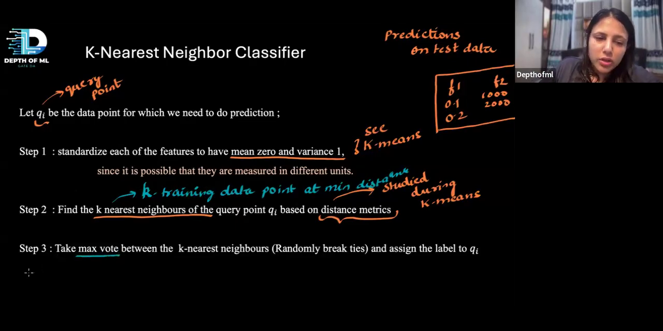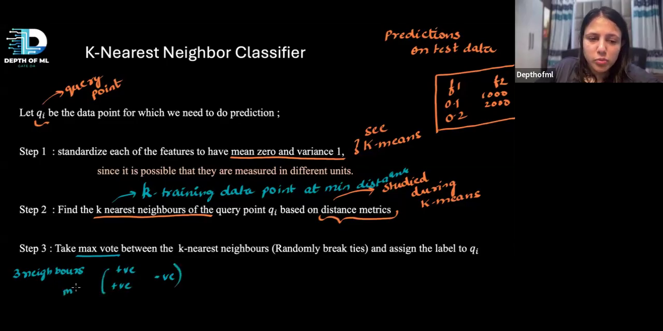What is a max vote? Suppose that you choose 3 neighbors. One is saying class positive, another is saying positive, and the third neighbor is saying negative. So you will do a max vote of this. The max vote is basically positive, since the majority is saying positive. So we will classify this particular example as positive. Max vote is nothing but taking the say of the majority, whatever the majority is saying, and you assign that label to the query point.